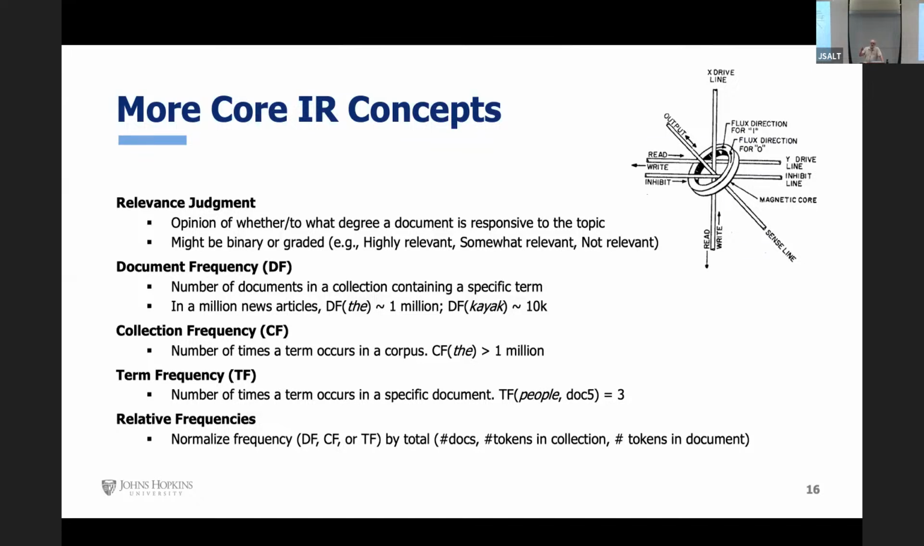People in the literature will abbreviate relative collection frequency to collection frequency. Okay, so when you see these terms, you have to pay attention. Is this normalized or not, right? Is this 0 to 1, or is this an absolute count? But this is how we're going to use it. Relative means normalized. And if it doesn't say relative, it's not normalized.